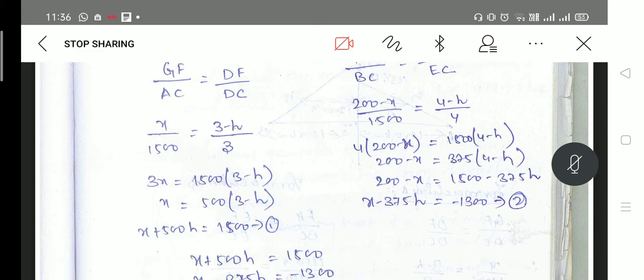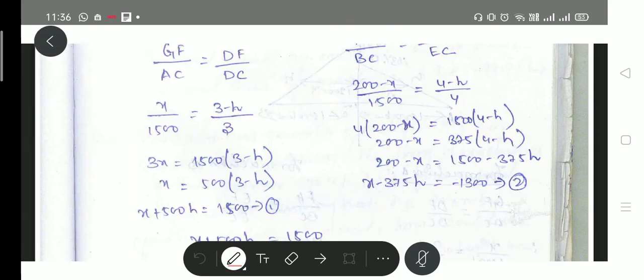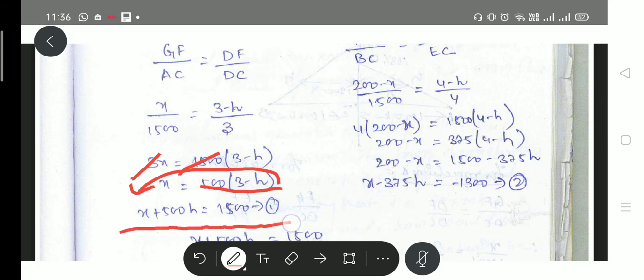So we can cross multiply both, then we will get 3x is equal to 1500 into 3 minus h. From this, dividing 1500 by 3, we will get x is equal to 500 into 3 minus h. Then multiply this, we will get 1500 minus 500h. This 500h I am taking this side, then we will get x plus 500h is equal to 1500. This is equation number 1.